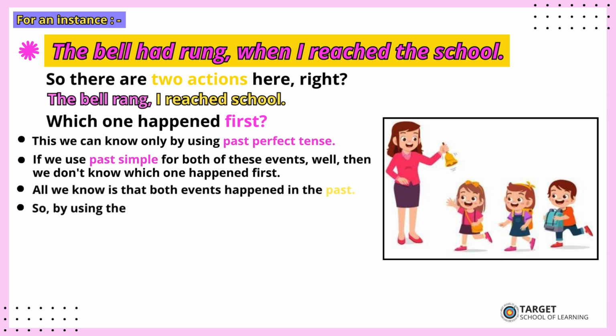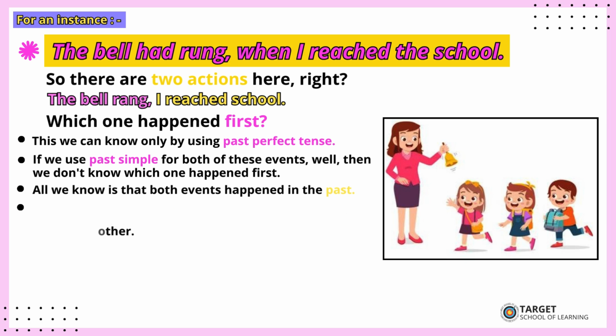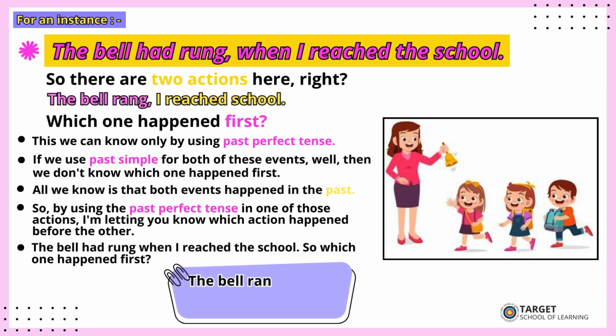So by using the past perfect tense in one of those actions, I'm letting you know which action happened before the other. The bell had rung when I reached the school. So, which one happened first? The bell rang first and then I reached the school. Look at some more illustrations for better understanding.